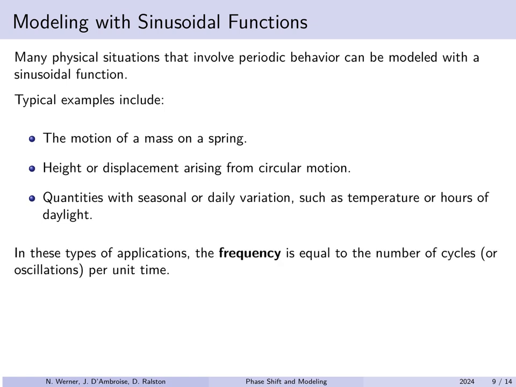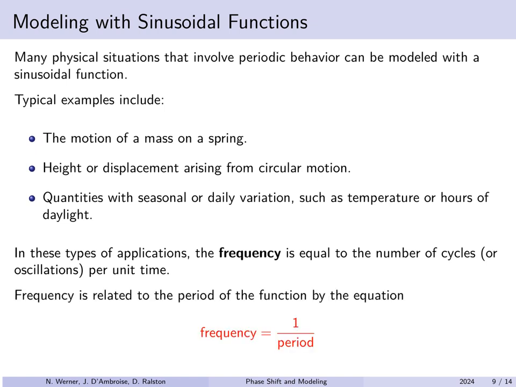In these sorts of applications, frequency is a word that frequently comes up, and it's how many cycles there are per unit time, which is just 1 divided by the period. Period measures time per cycle. Frequency is cycles per time. They're just reciprocals of one another.